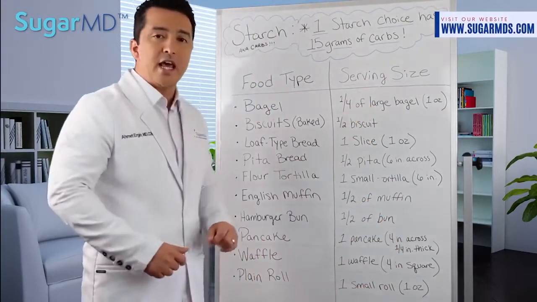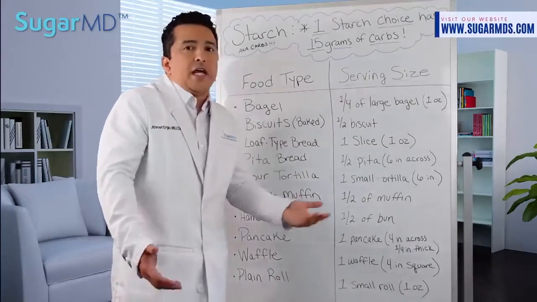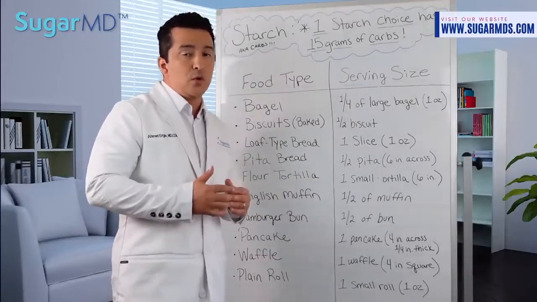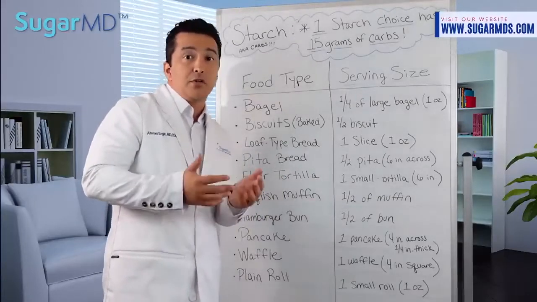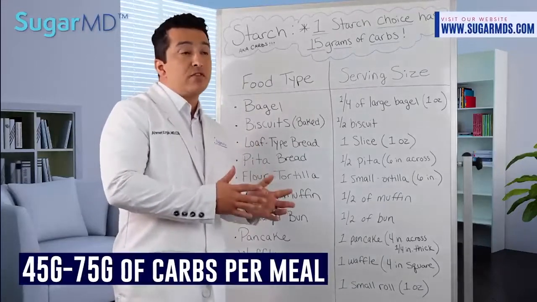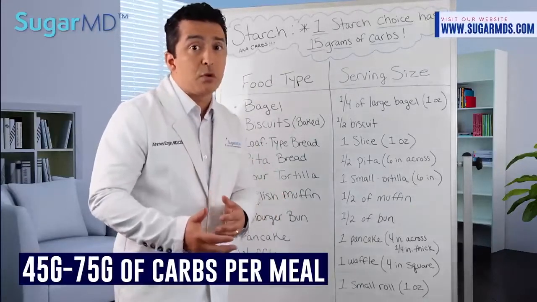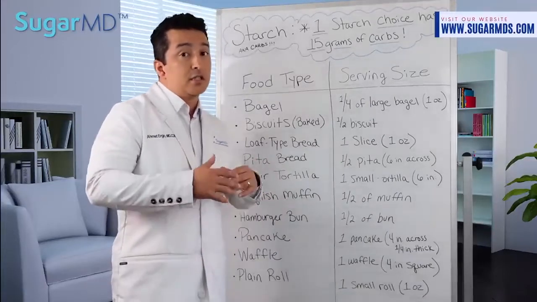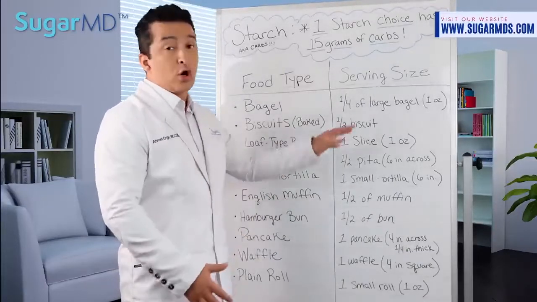Now you're going to be saying, okay, should I eat only 15 grams? Well, that depends on the individual. Some of you will need only 15 to 30 grams per meal, which is very little. And some of you may need 45, even up to 75 grams of carbs, depending on how athletic and active you are. The less active you are, the fewer carbs you're going to need, of course.